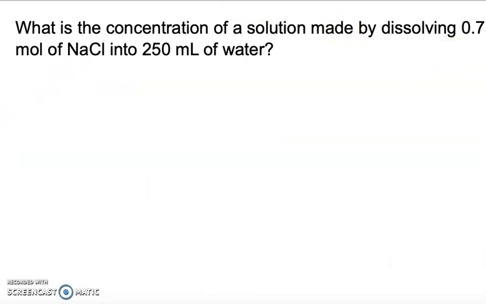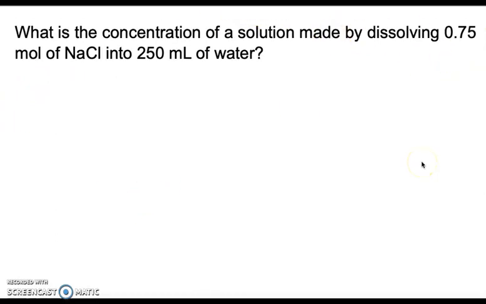All right, so first example. Sorry, I just made the screen a little bigger. It was kind of cutting off what we had. Our first example says, what is the concentration of a solution made by dissolving 0.75 moles of NaCl into 250 mL of water? First thing we want to do is list our givens.